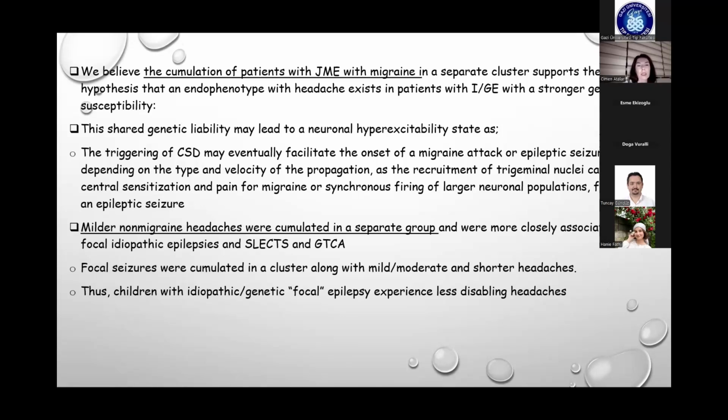Milder non-migraine headaches were accumulated in a separate group and were more closely associated with focal idiopathic epilepsies and SLECs and GTCA. Focal seizures were accumulated in a cluster along with mild, moderate, and shorter headaches. Thus, children with idiopathic genetic focal epilepsy experience less disabling headaches, we might say.